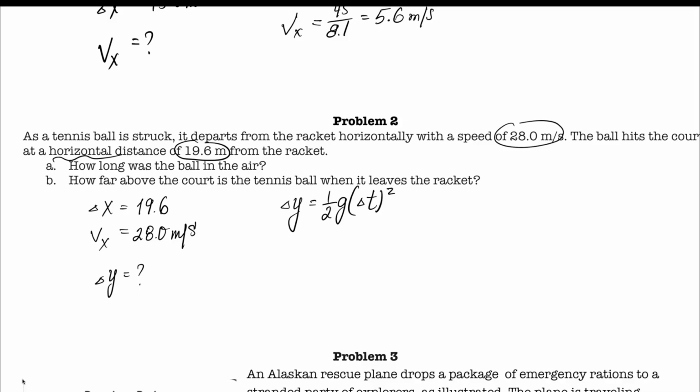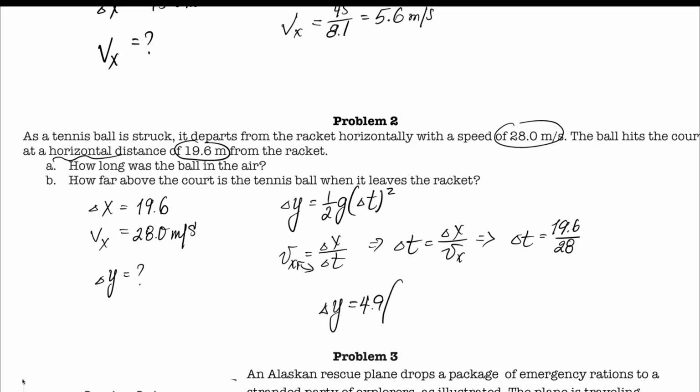How am I going to find time? I know that Vx equals change in x over change in t. I swap these two and then get change in t is change in x over Vx. And then I will square that and multiply that by 4.9. So my change in y is 4.9 times 19.6 over 28, squared. I got 2.4 meters, and the time, 19.6 over 28, was actually 0.7 seconds. That's how you solve if you're given change in x and Vx. That's how you find change in y.